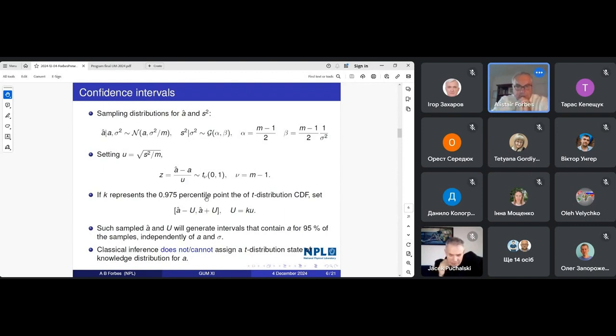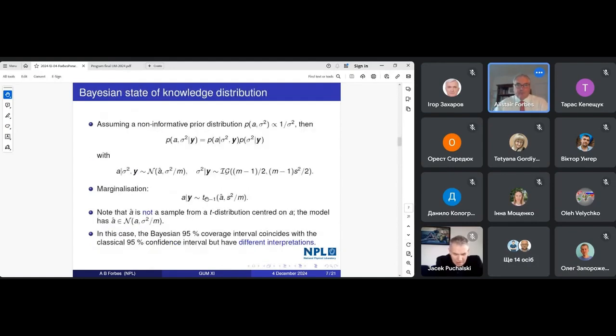and we use that to assign a coverage interval. So classical inference doesn't say anything about state of knowledge distributions and the like. Classical inference says, I've got a methodology that will deliver a confidence interval, and this confidence interval will contain the true value of the measurement 95% of the time, for instance.